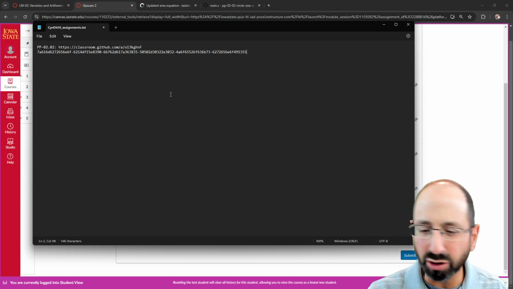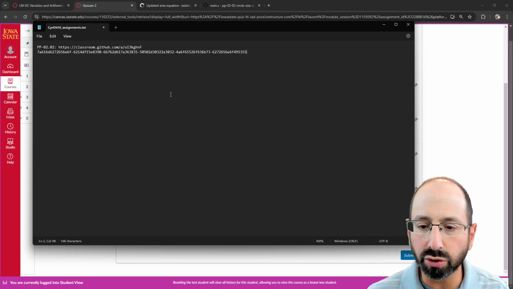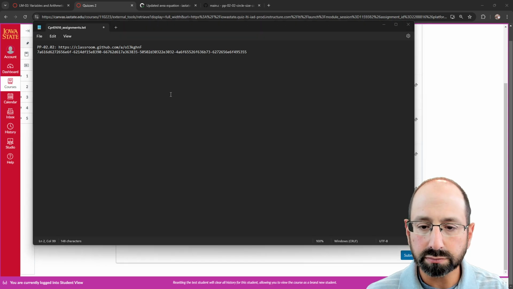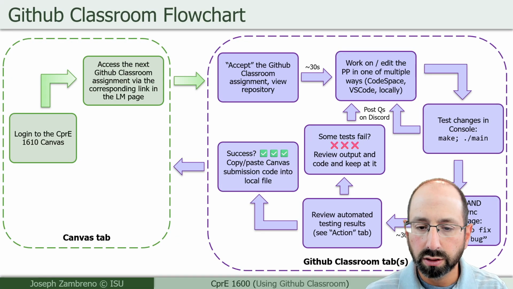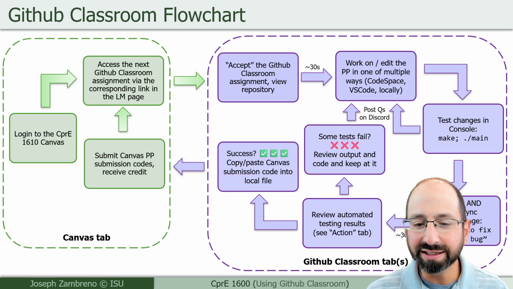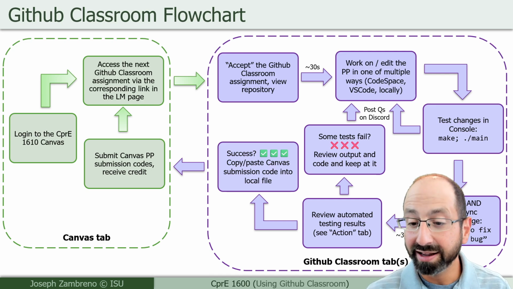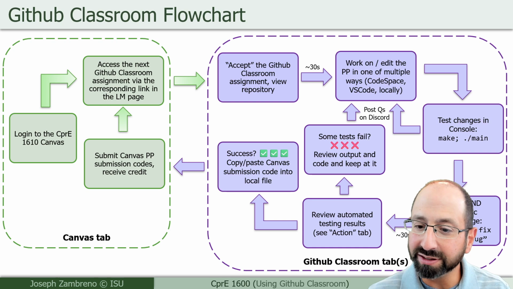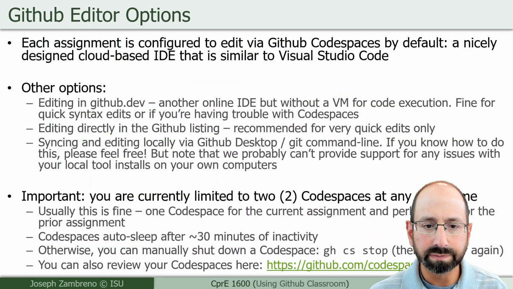This way, you're not having to go back to GitHub and check the code over and over again. We had success. We copy-paste the Canvas code into our local file, have it ready for Canvas submission. You're going to get your credit for that assignment, and you get to move on to the next one. They won't all take just a minute or two like ours just did, but they hopefully won't take too long.